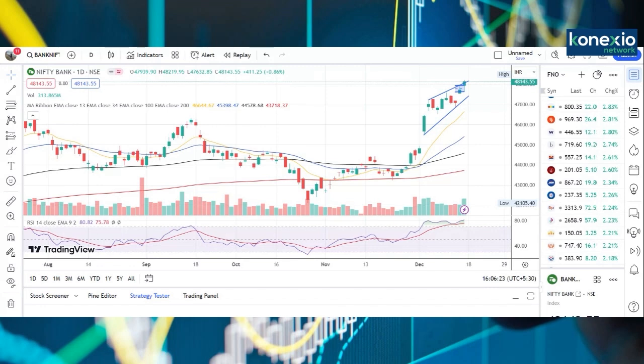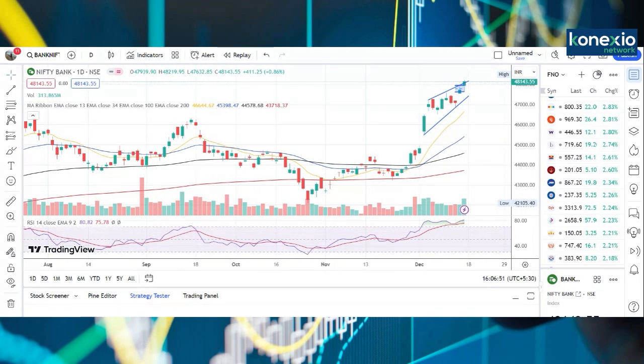Again the Friday's low would be the crucial level to watch out for, and the Friday's low is around 47,632. So until and unless Bank Nifty trades above the 47,100 odd mark, the momentum of Bank Nifty would remain positive, and again any dips should be used as a buying opportunity.